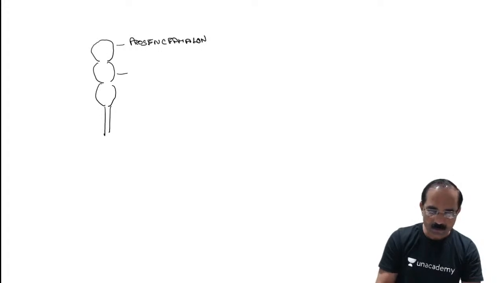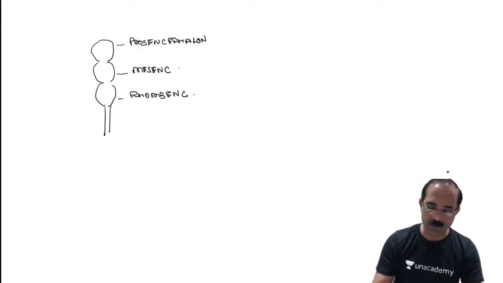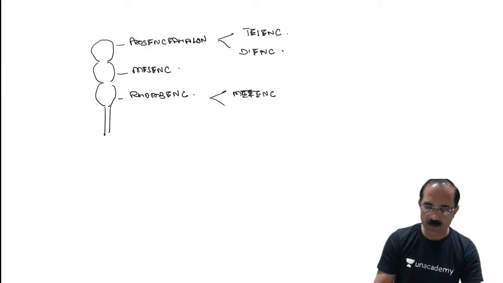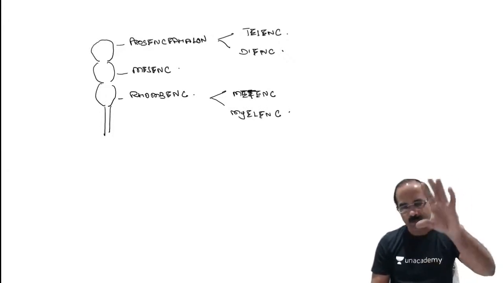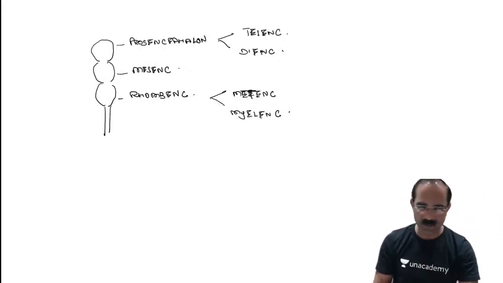Prosencephalon, mesencephalon, rhombencephalon. Prosencephalon divides into telencephalon and diencephalon. Rhombencephalon divides into metencephalon and myelencephalon. Just understand this. Something very important I'm going to tell you, but I'm just clearing the basics.